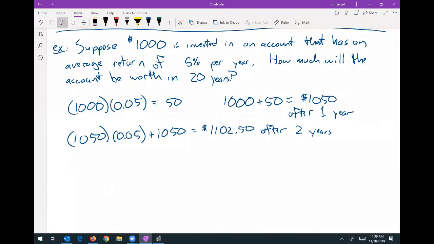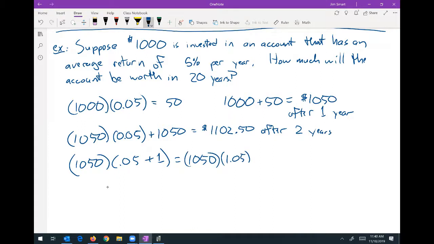All right, so there's an actual shortcut. If I factor out 1,050 here, I end up with 0.05 plus 1. Well, that's obviously 1.05. So that 1.05, that's 100% plus 5%, or 105%. So if you increase something by 5%, you add 5% to your original 100%. So you can just, in one step, multiply by 1.05.